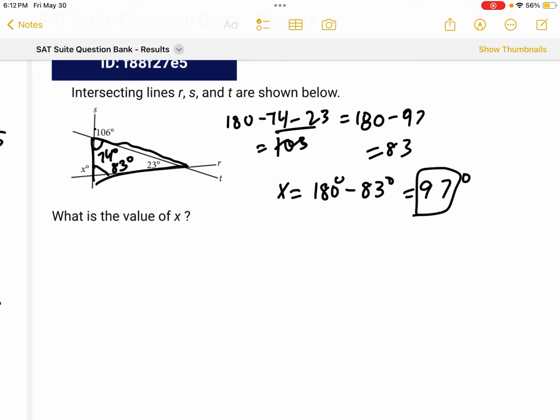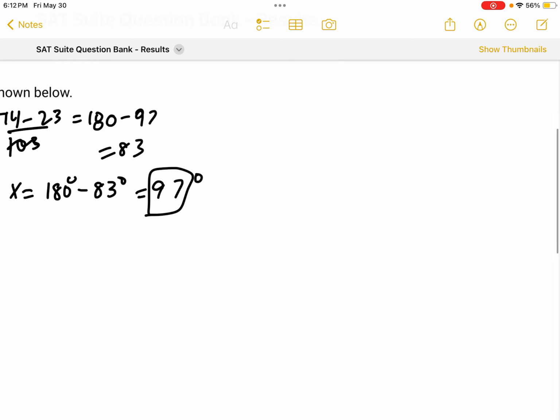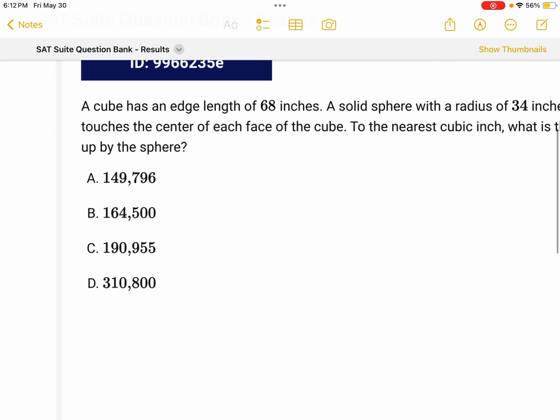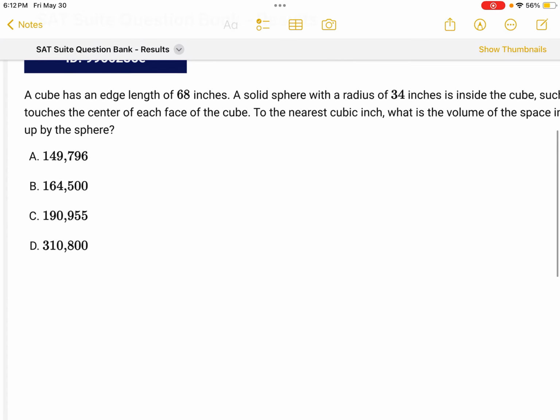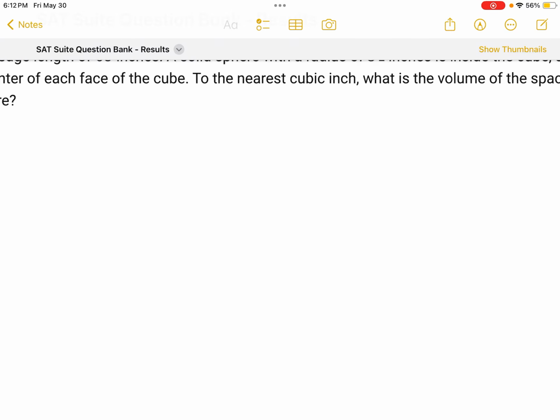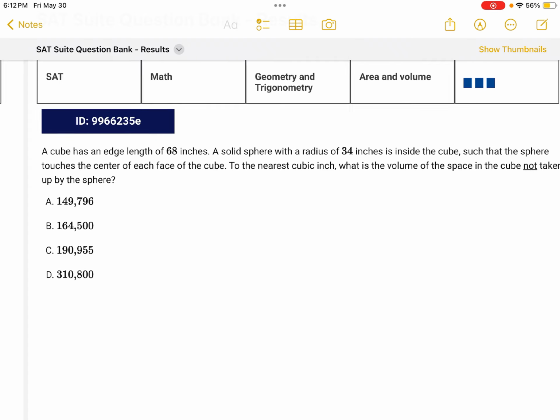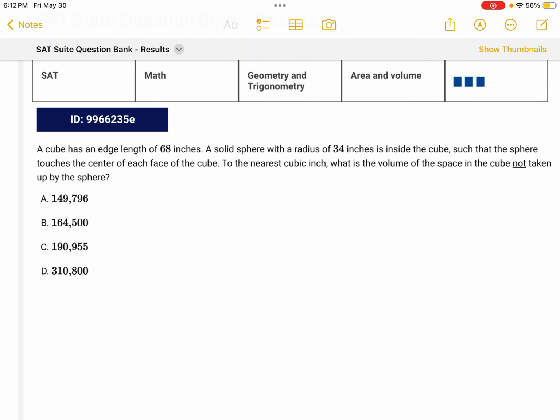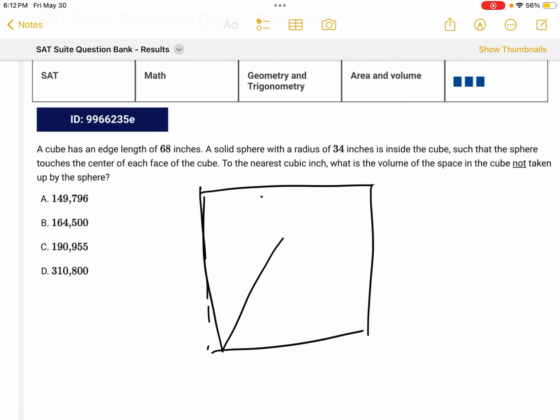Okay, let's move on to the next question. A cube has an edge length of 68 inches. A solid sphere with a radius of 34 inches is inside the cube such that the sphere touches the center of each face of the cube. So what we're getting at is that the sphere is essentially inscribed in this cube.